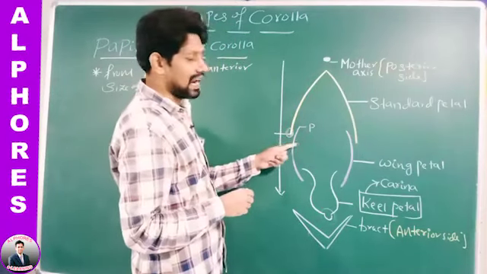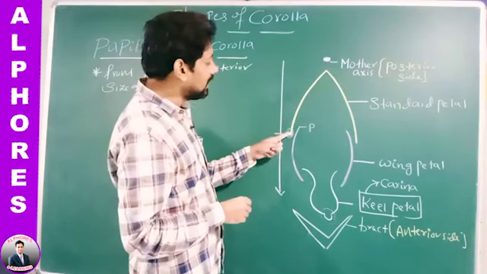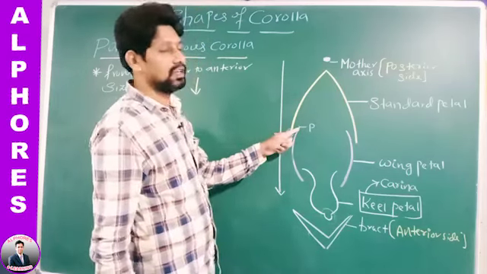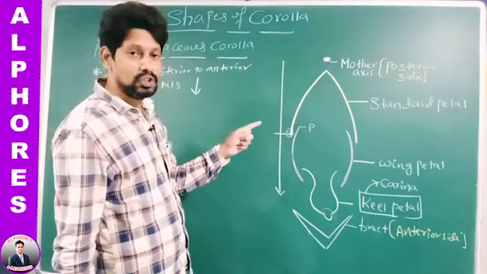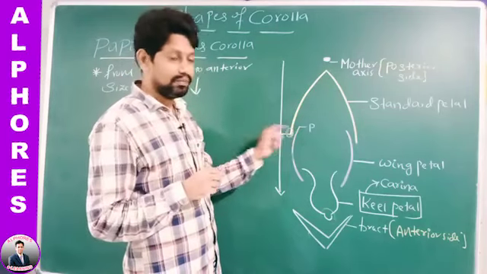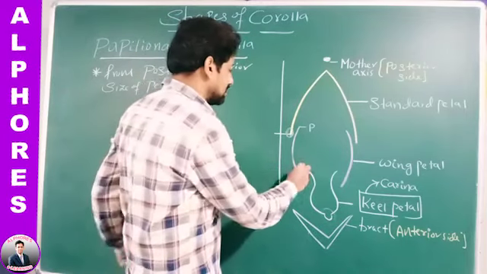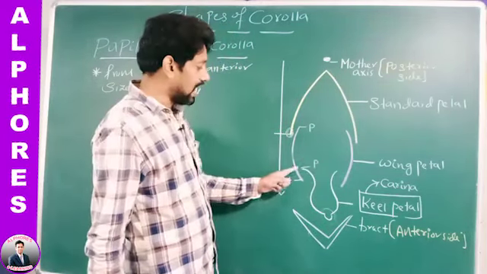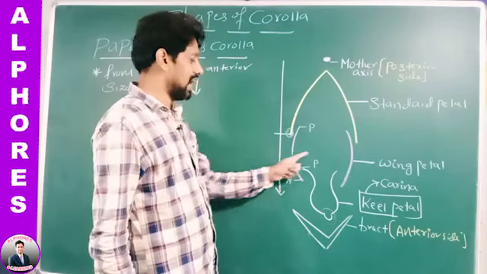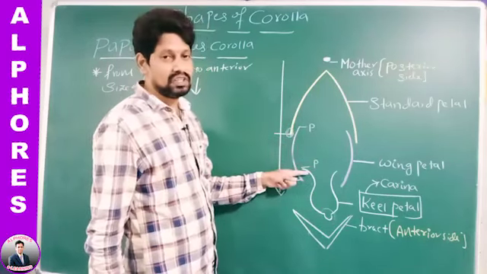See, what is overlapping what? The anterior margin of the standard petal overlaps the posterior margin of the wing petals. Now you see here, this is the anterior margin of the wing petal, whereas this is the posterior margin of the keel petals. Therefore, the anterior margin of wing petals overlaps the posterior margin of keel petals. In the diagram it's clear. Therefore, the standard petal overlaps the wing petal, which overlaps the keel petals.